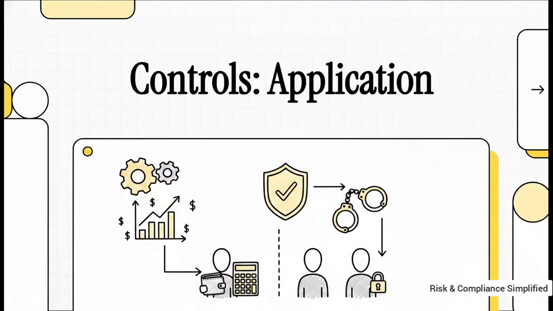Welcome to this explainer. Have you ever stopped to wonder how massive organizations manage to keep track of literally millions of dollars in daily transactions without the whole shebang just falling apart? Today we're exploring the invisible fences these companies build to safeguard their assets, prevent absolutely massive financial errors, and stop fraud right in its tracks.